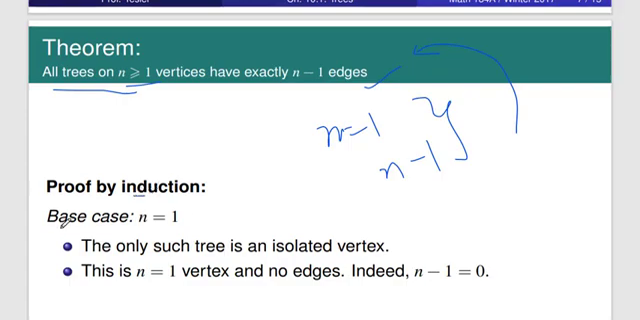So first of all we have to find out the base case. Let's assume the number of vertices n is equal to 1, only one vertex. Okay, so the only such tree is an isolated vertex. We cannot draw any edges. If we draw edges then we have to make sure there are two vertices. So there are no edges, so no edges means zero edges. So for n equal to one vertex, we have zero edges. So this theorem is true. Okay, for n equal to 1, this theory holds true.